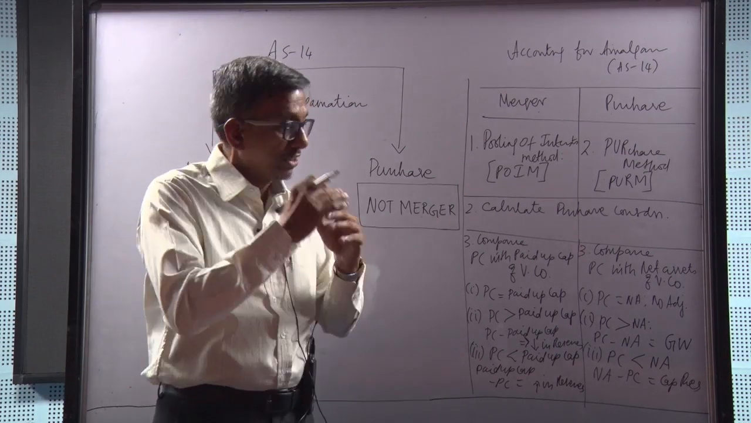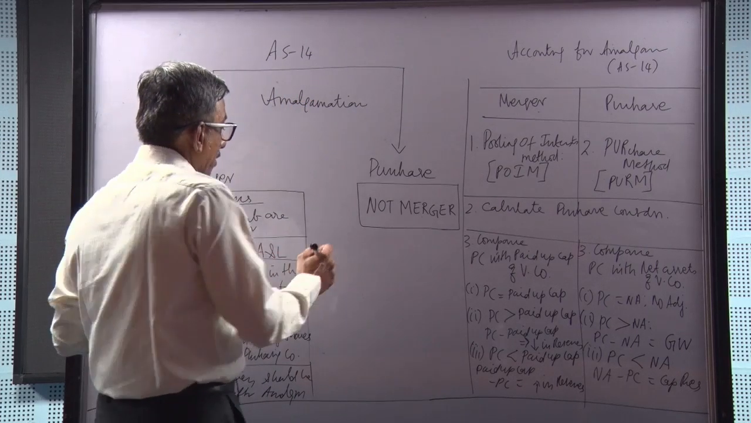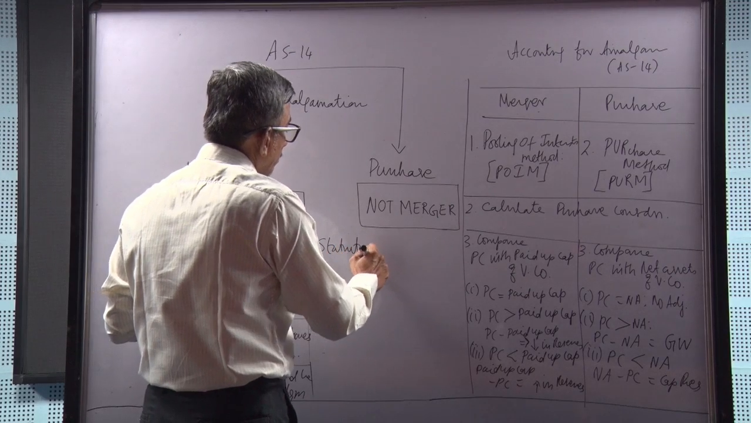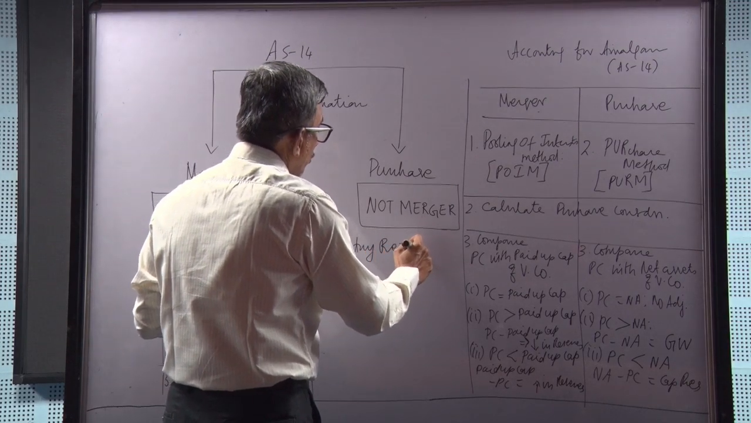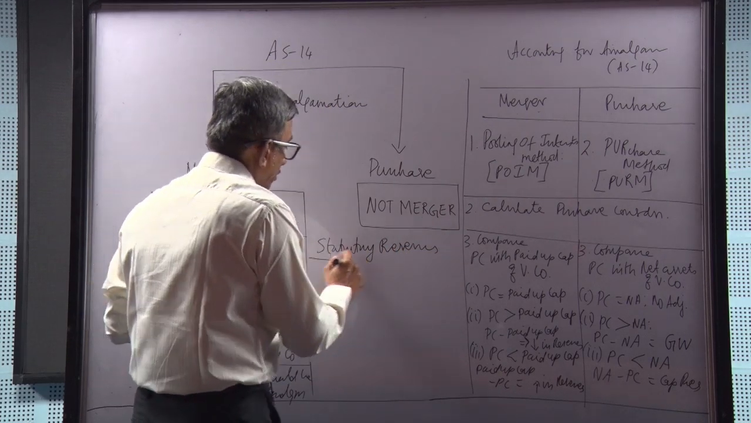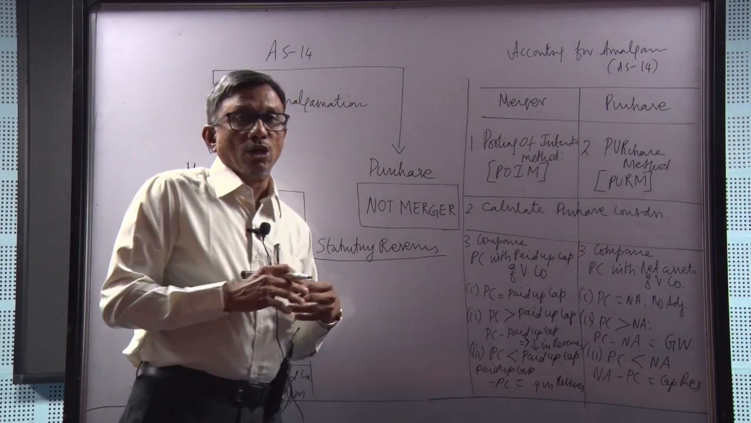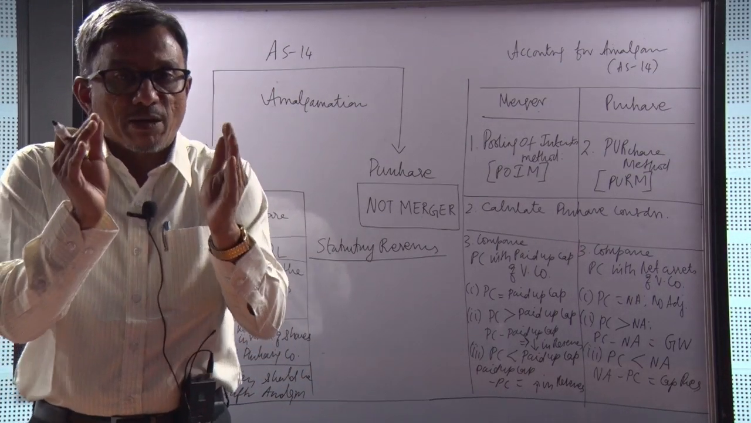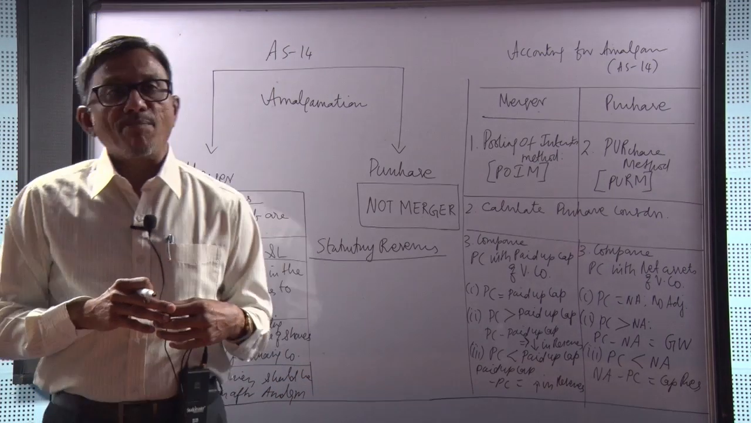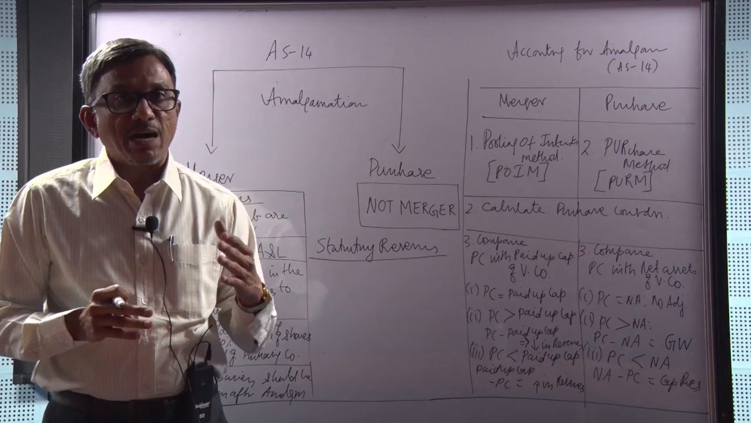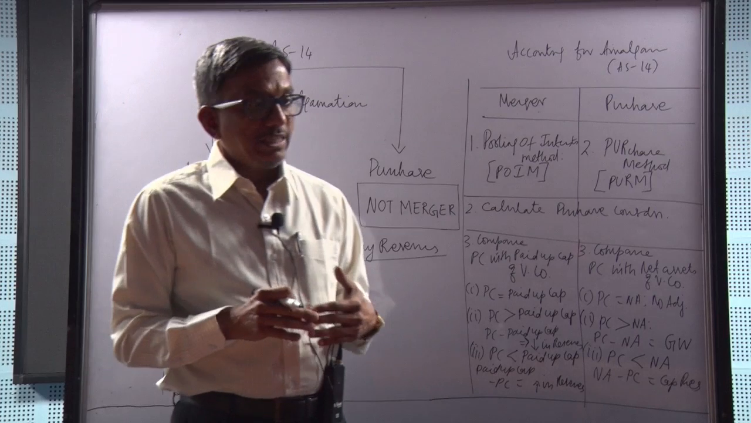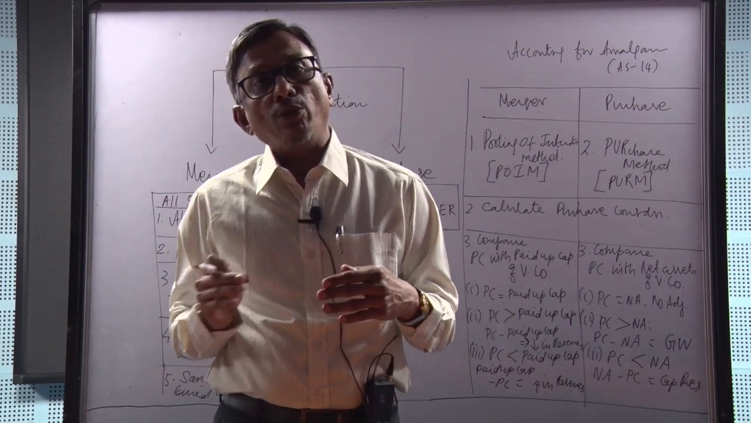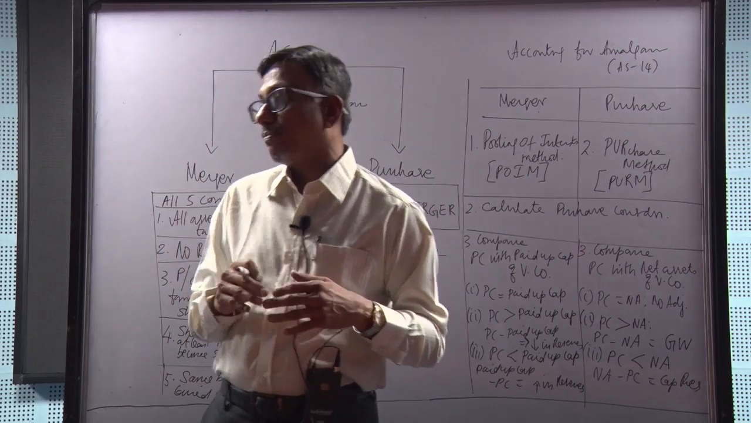So in addition to this, we have to learn something called statutory reserves. What is a statutory reserve? A reserve which is created in accordance with the statute for a particular purpose. For example, there may be a reserve called investment allowance reserve. It is created for a particular purpose. Such reserves are known as statutory reserves.